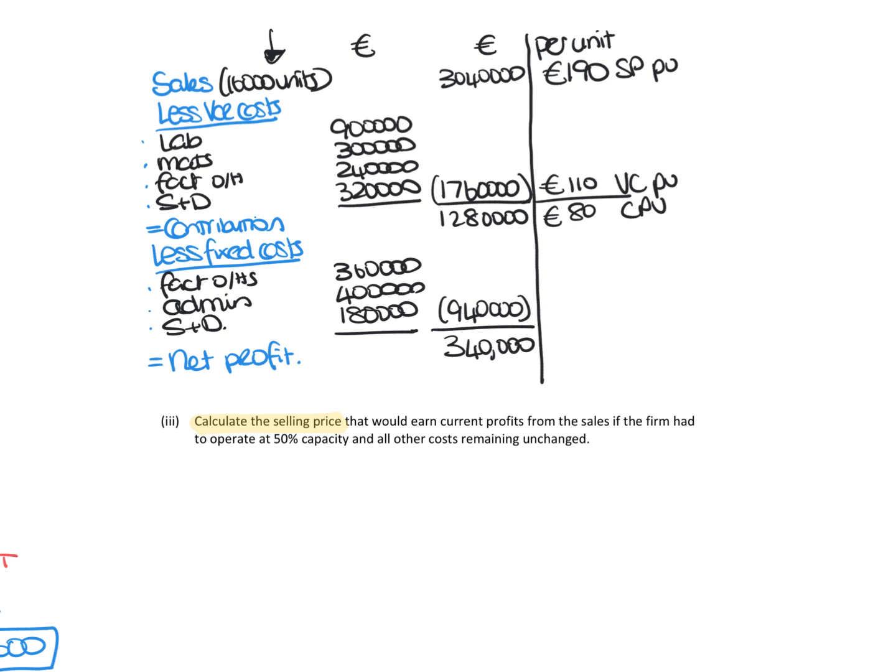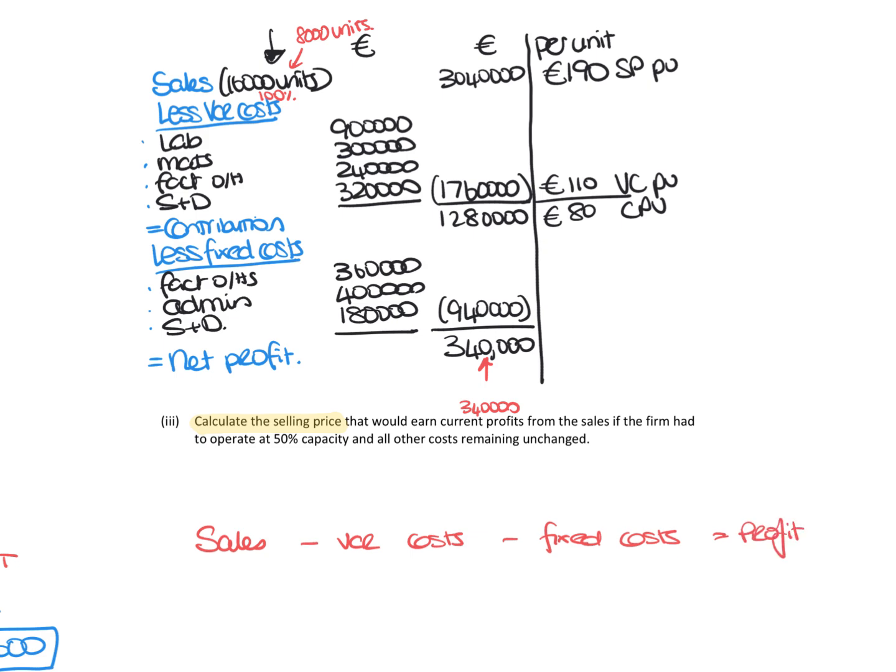Calculate the selling price that would earn current profits. Okay, so current profits are 340,000, from the sales if the firm had to operate at 50% capacity and all other costs remaining unchanged. So 16,000 units is 100% capacity. Okay, so 50% then would be 8,000 units. Okay, so look, we'll use the same formula as always. Sales less variable costs less fixed costs is equal to profit.